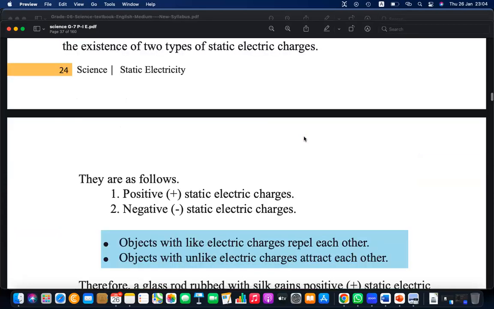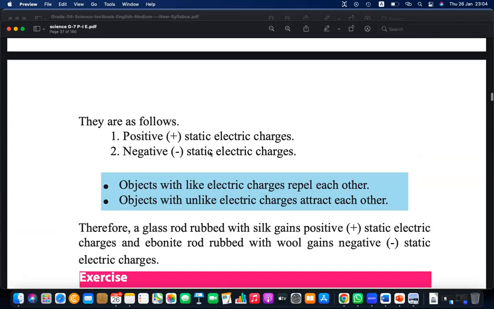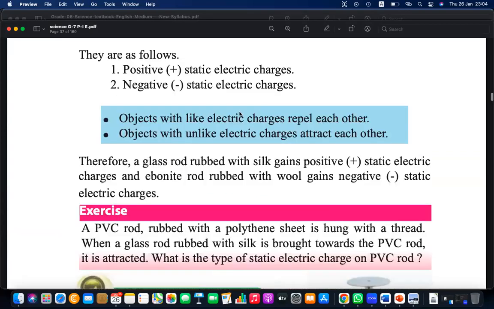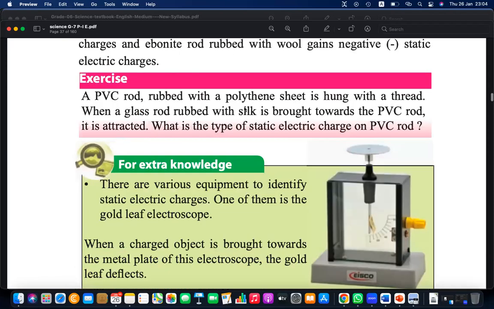Okay, then, objects with like electric charges, like means the same, will repel, but objects with unlike, meaning different, charges will attract. Like means positive and positive, unlike means positive and negative, right? The like electric charges, positive, positive or negative, negative, will repel. Okay, to measure this electricity, there is a device, which is there in your school science lab.